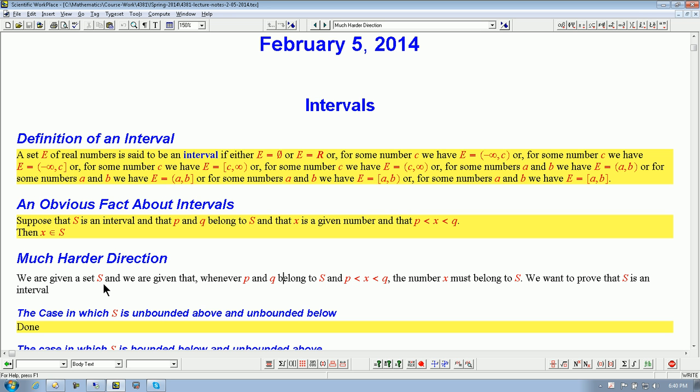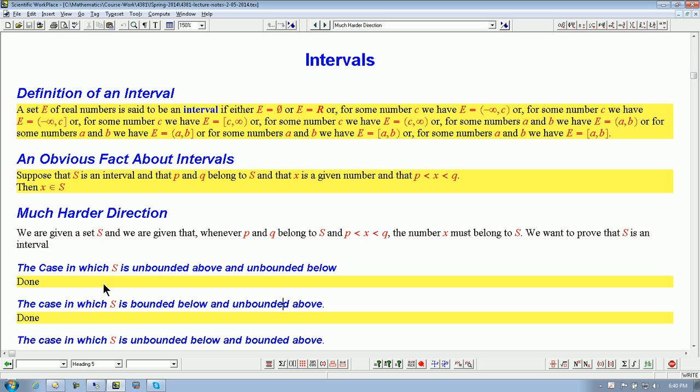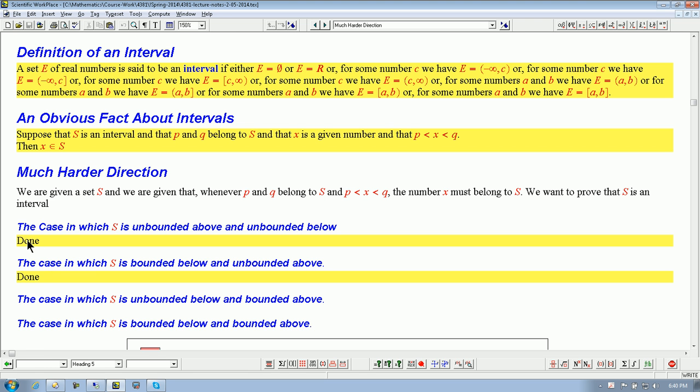And maybe the set is unbounded above and bounded below. I did one of them and not the other. And then there is the case in which the set is bounded both above and below, and I promised I would do that today, and that's where I'm starting. So I said done and done. One of these is a lie. I did one in detail, and then I left the other for you.